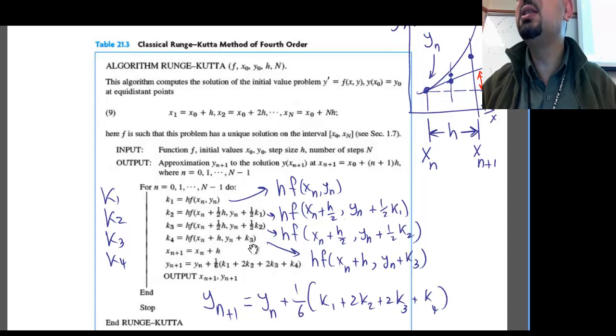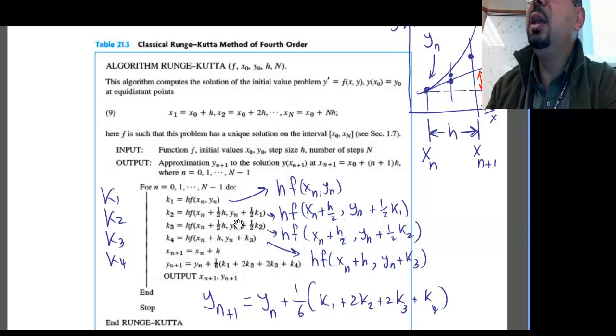And yn plus k3. What's k3? It's what's calculated in the middle. In the middle, it's always xn plus h over 2. Okay? Because it's the middle. And what is the y? It's different. Here it's yn plus half k1 that you just calculated. Here it's yn plus half k2. And here it's yn plus the whole k3.